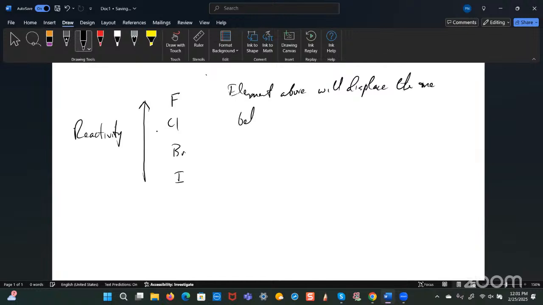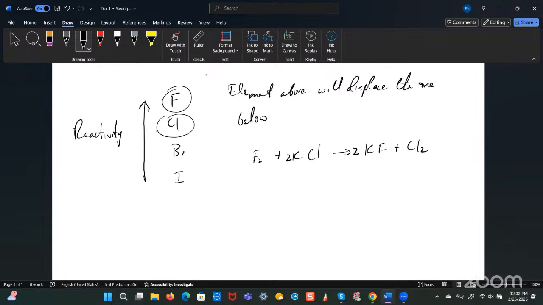Okay, so in the case of, let's say, you're reacting fluorine with potassium chloride to form KF plus Cl2. And to balance this, we need a 2 here and a 2 here. So we can predict, based on the series, that this reaction will take place. Why? Because fluorine is above chlorine. So fluorine will displace chlorine from its compounds.